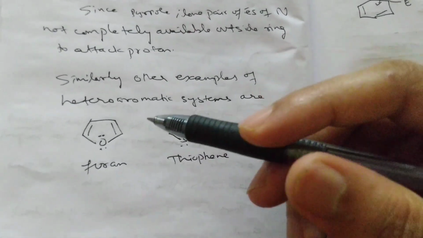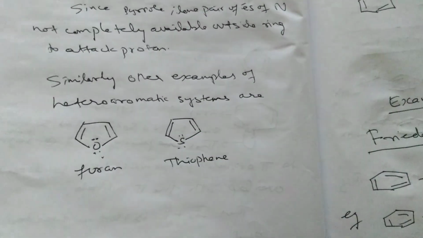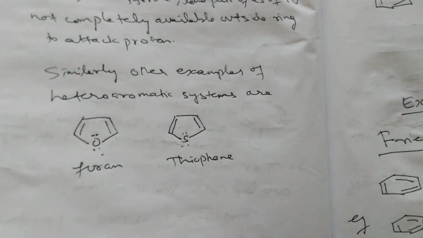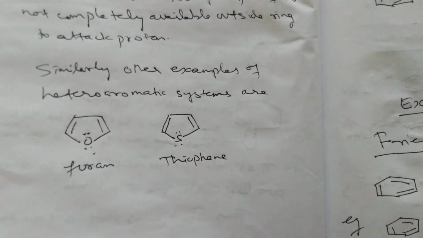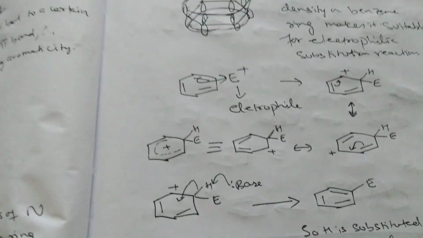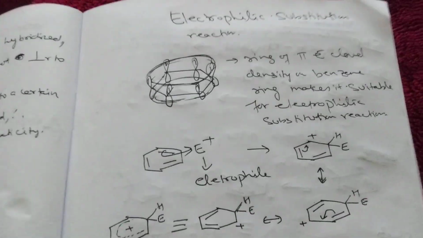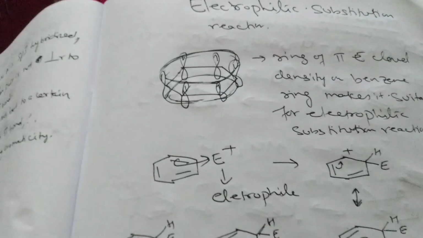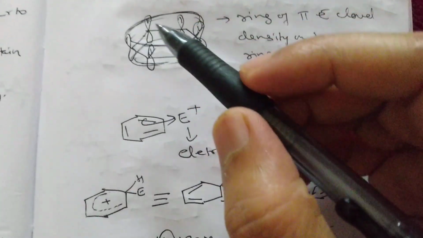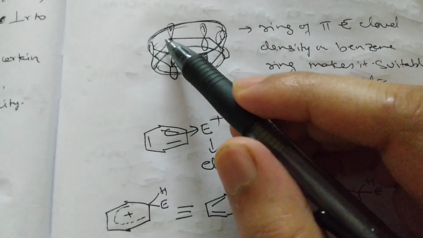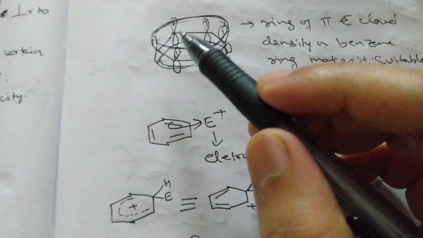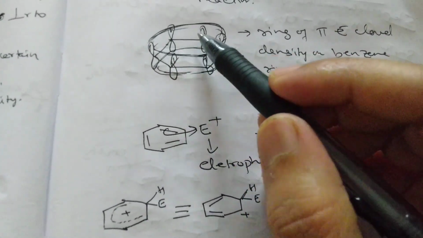Other examples of heteroaromatic systems are furan and thiophene. Furan has oxygen, thiophene has sulfur. Right. Next we are going to talk about electrophilic substitution reactions. Okay. Now I told you how benzene looks. Benzene is a ring. All of these are the p orbitals which are perpendicular to the ring.